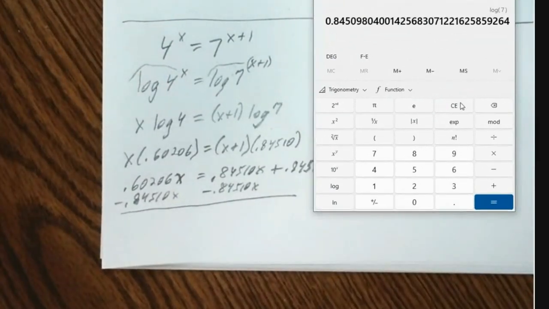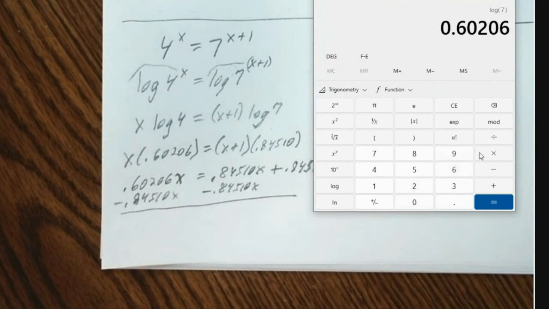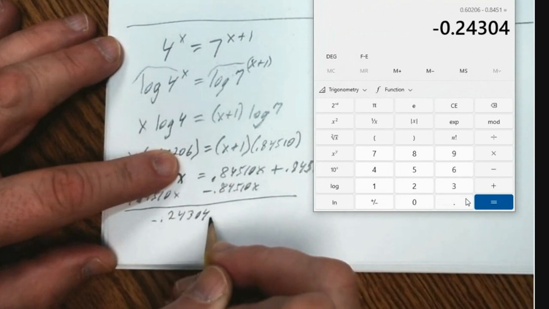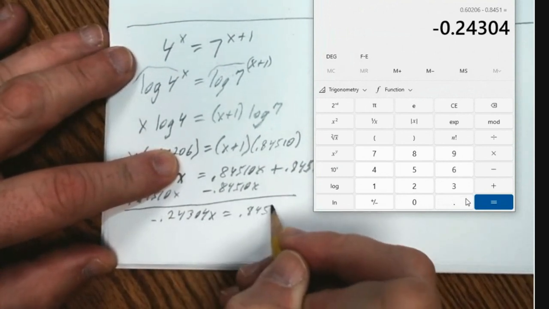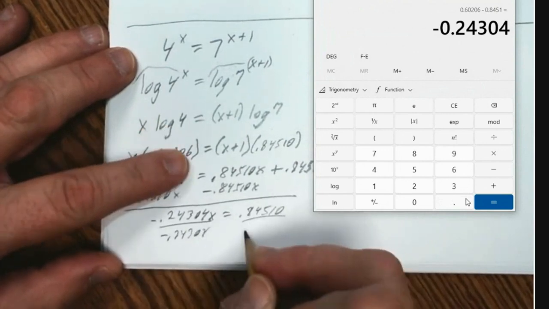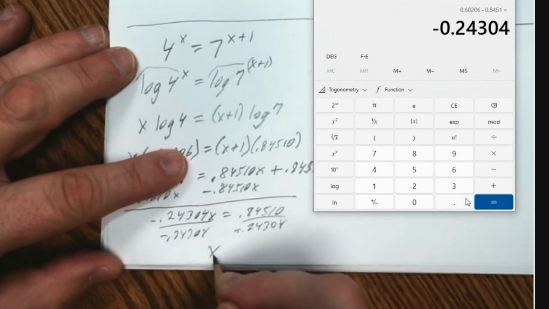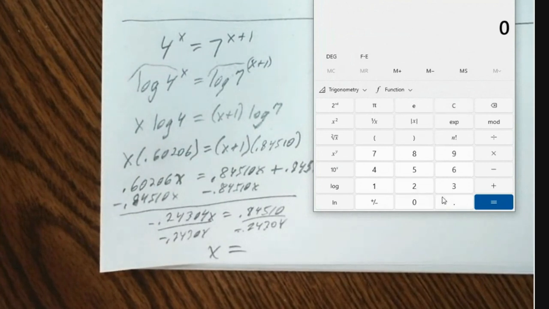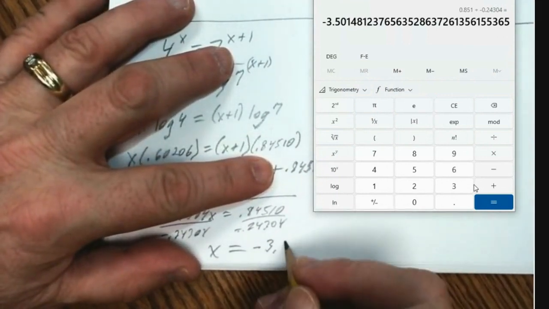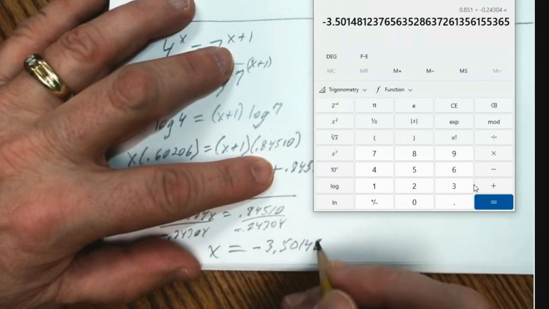So let's subtract that. 0.60206 minus 0.84510. So this is negative 0.24304x equals 0.84510. And we just divide both sides by the negative 0.24304. And we'll see what x equals. So the 0.84510 divided by 0.24304 as a negative gives 3.50148.